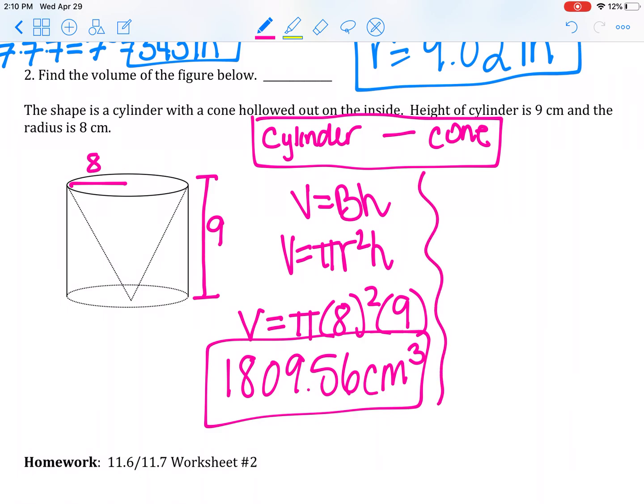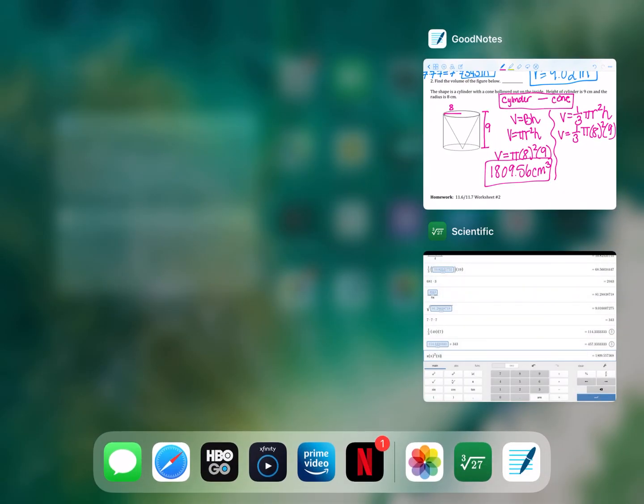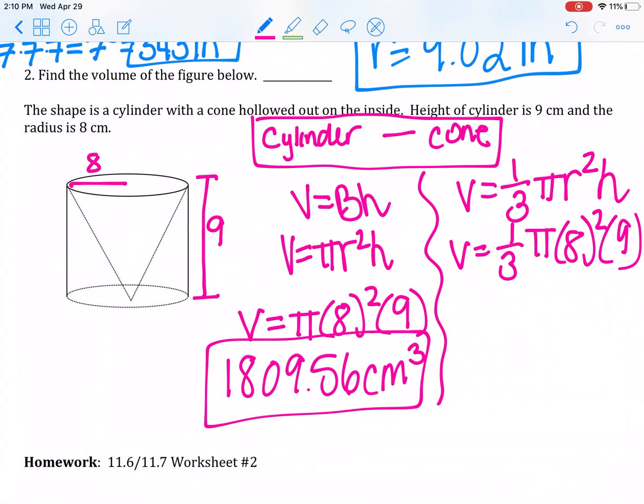Okay, and now let's find the volume of the cone. So volume of a cone, only difference is we have that 1/3, and that's pi r squared times the height. So plug everything in, and we get 1/3 pi 8 squared times 9. Go back to our calculator. So we get 1/3 pi 8 squared times 9, and you get 603.19 centimeters cubed.